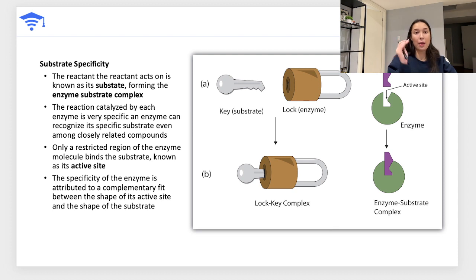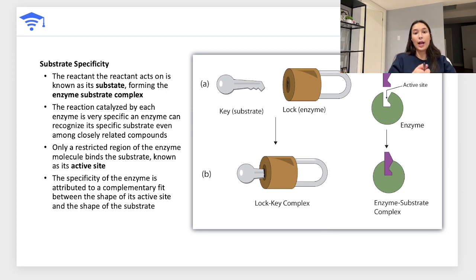So we have an enzyme, and what's coming into the enzyme is called its substrate. And when the enzyme and the substrate come together, there's a very creative name for it. It's called the enzyme substrate complex. So whenever you see two of them come together and you have to label it, it's just the enzyme substrate complex. It's when both of them come together.